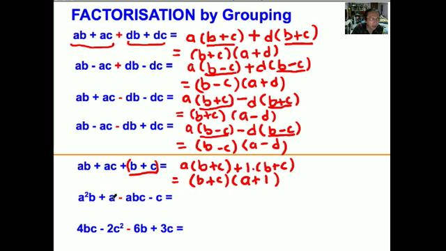In the second example, a is common. Taking out a will give us a plus ab plus 1. The sign in the middle is negative. We bring out a negative common factor, which is C. And what we have in brackets must also be ab plus 1.